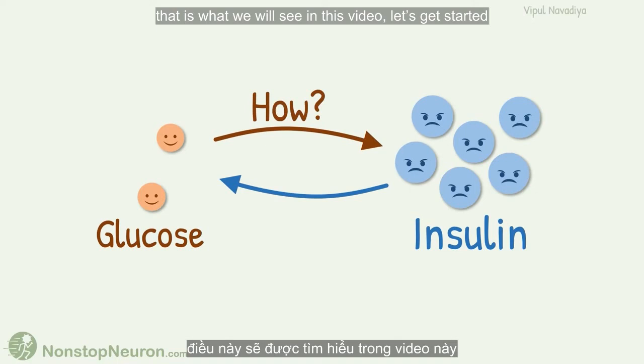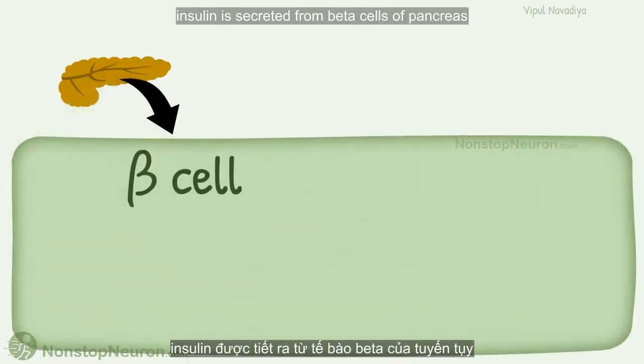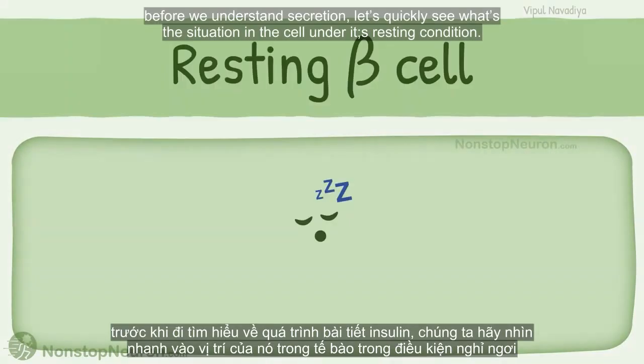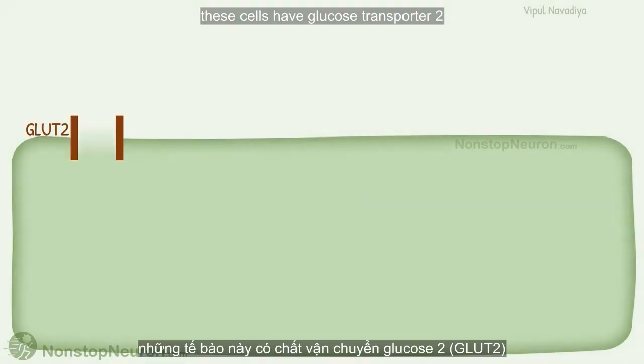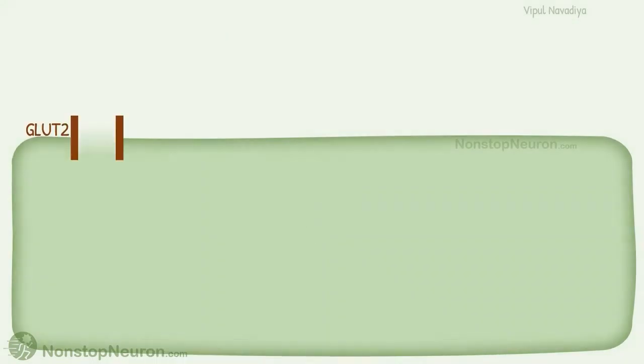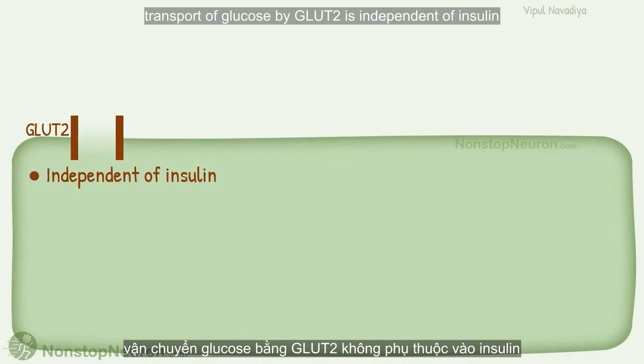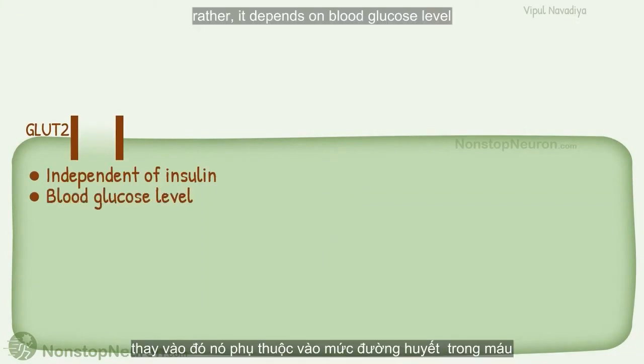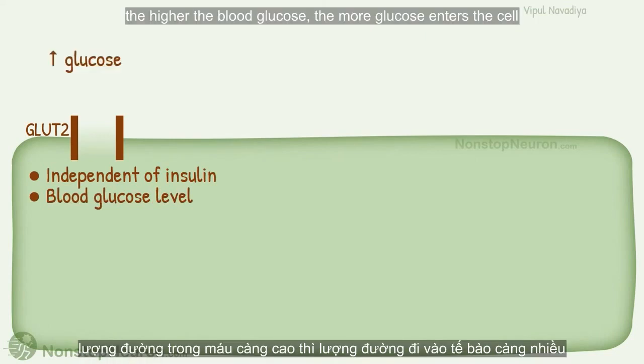Let's get started. Insulin is secreted from beta cells of pancreas. Before we understand secretion, let's quickly see what's the situation in cell under its resting condition. These cells have glucose transporter 2. Transport of glucose by GLUT2 is independent of insulin. Rather, it depends on blood glucose level. The higher the blood glucose, the more the glucose enters the cell.